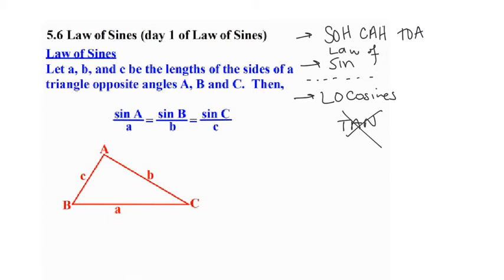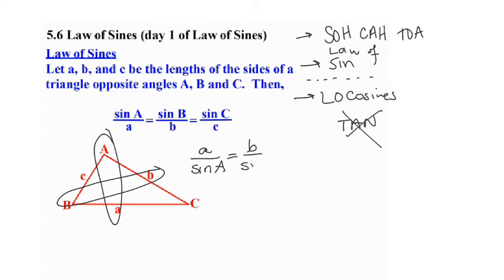SOHCAHTOA. Law of sines, you need a side and an angle across from it. Any will do, but if you don't have a side and an angle across from it, you cannot do law of sines. These could also be flipped upside down, so like side A over sine of A equals side B over sine of B and all that good stuff. You can flip those upside down, and they are ratios, so they work for any of the three sides.